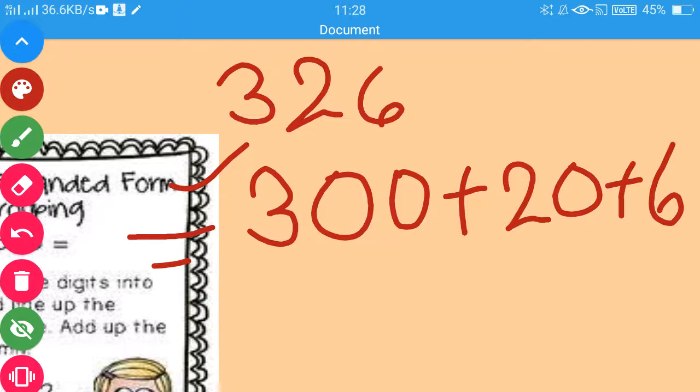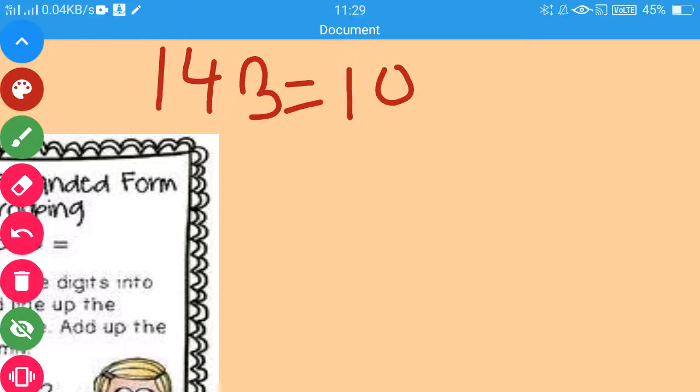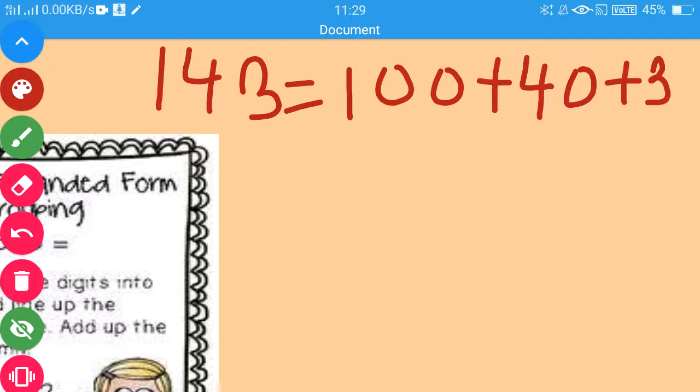Okay. Now let us take one more number, 143. Now expanding 143 we will get 100 plus 40 plus 3. Okay. Now let us move toward our today's topic.